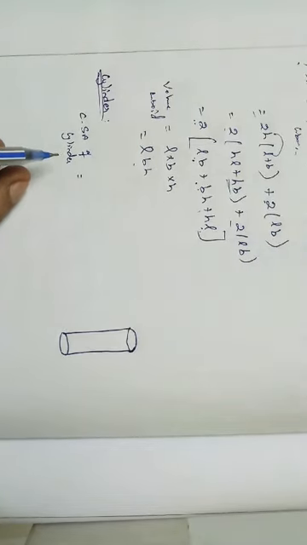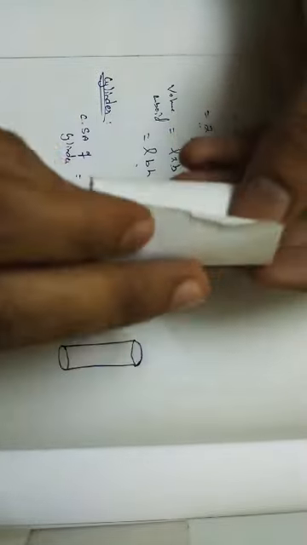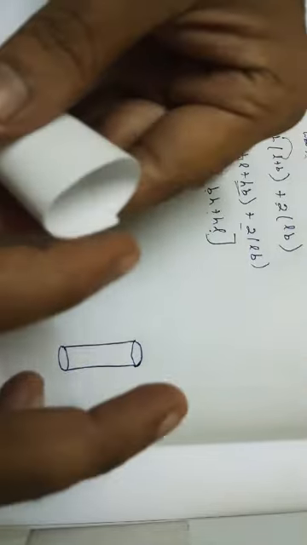Next we are going to see the cylinder, right? CSA of cylinder: how am I going to find it? See, it's very simple. You just take a paper. I am just taking one paper. What is the shape of this paper? A rectangle, right? While I am rolling this paper, now what shape are you getting? It's a cylinder, right?